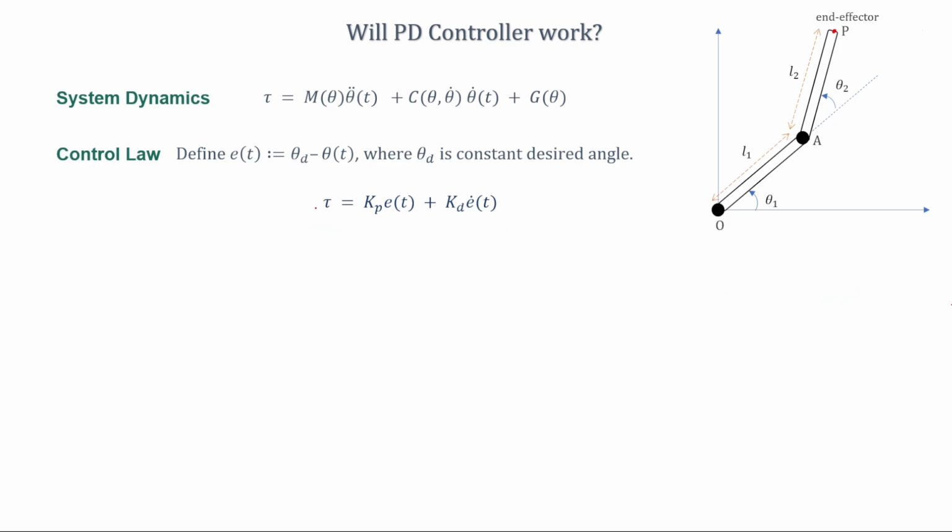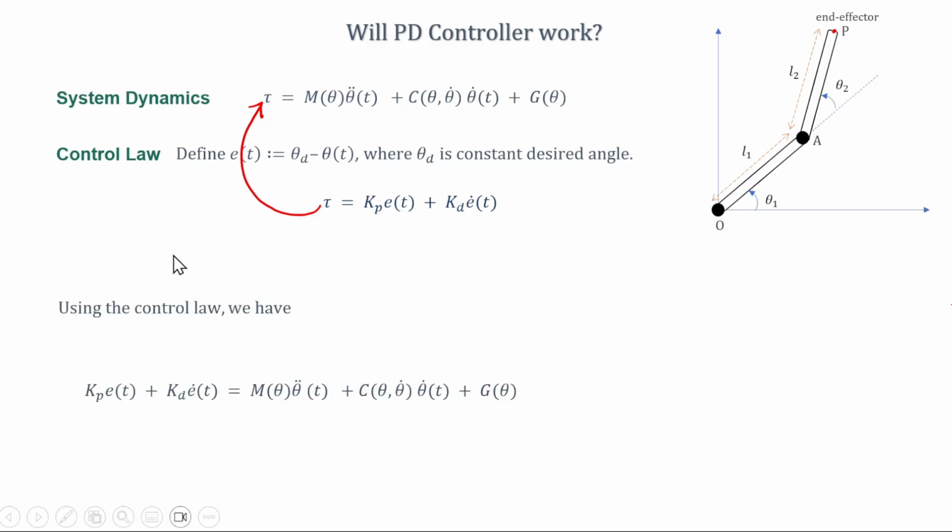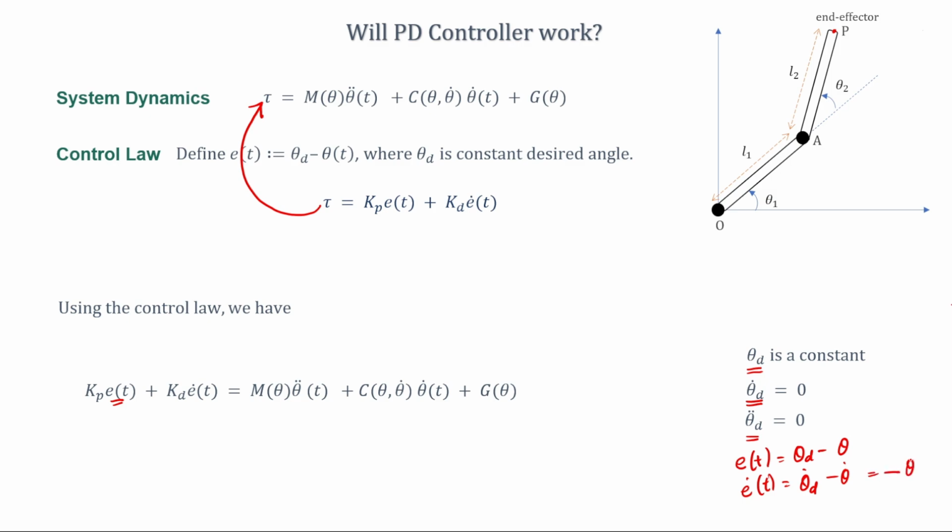So what we will do is substitute this control law in the system dynamics, and when we do that, this is what we get. Then from here, notice that since theta d is constant, theta d dot is 0 and theta d double dot is also 0. So this error signal e(t) is nothing but theta d minus theta, and e dot is nothing but theta d dot minus theta dot. This theta d dot becomes 0, so we can write minus theta dot.